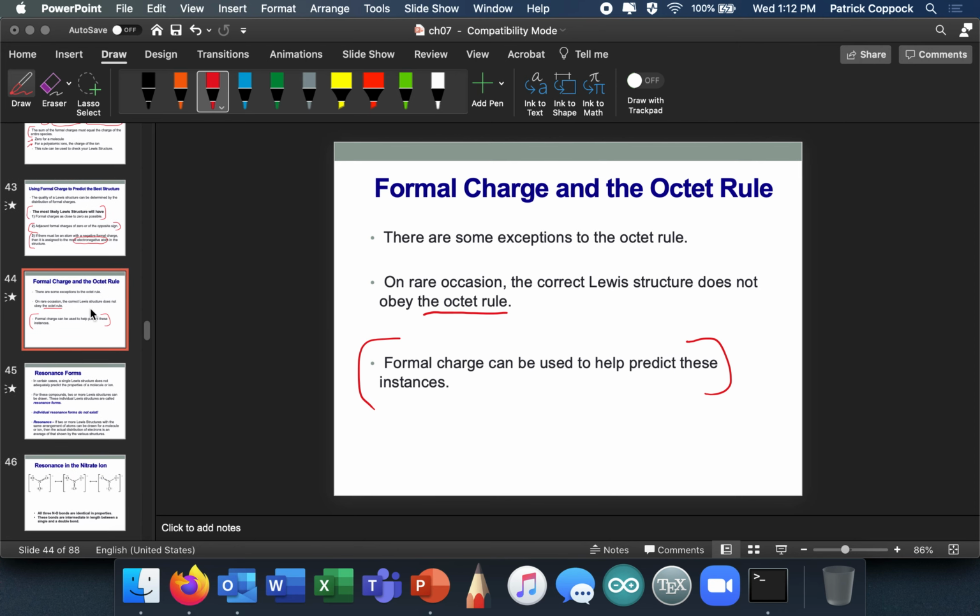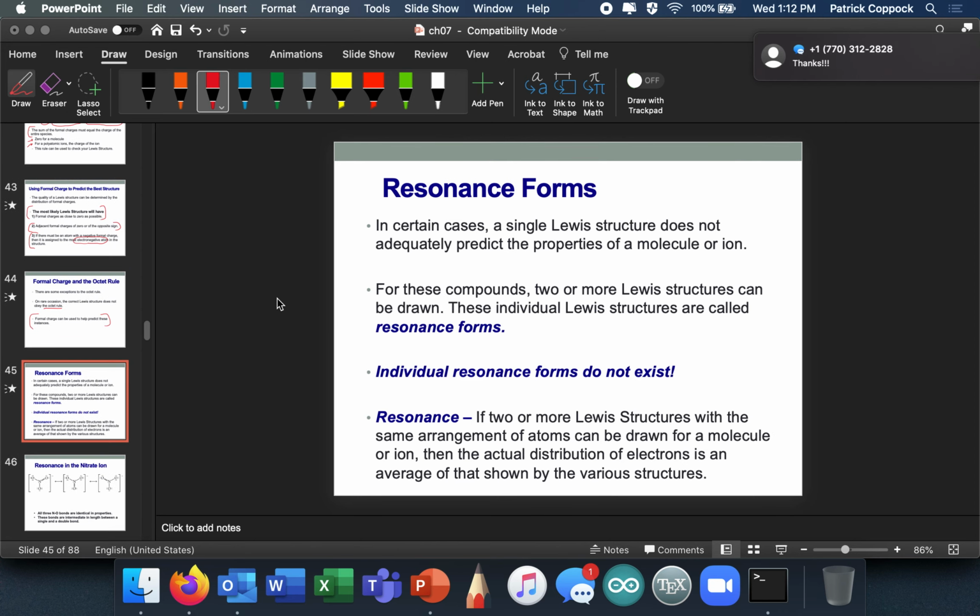Now, let's talk about resonance forms. In certain cases, a single Lewis structure does not adequately predict the properties of a molecule. I'll give you an example in just a minute. For these compounds, two or more equivalent Lewis structures can be drawn, and these individual Lewis structures are called resonance structures. We'll see why in a minute. Individual resonance forms do not exist. Resonance is when the actual structure is a mix of the two.